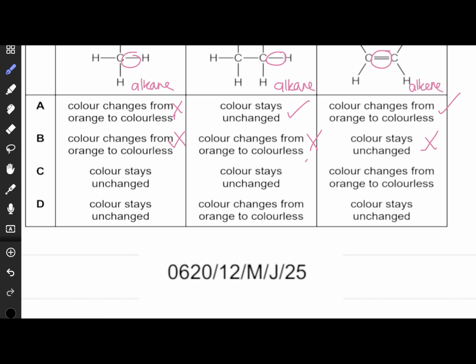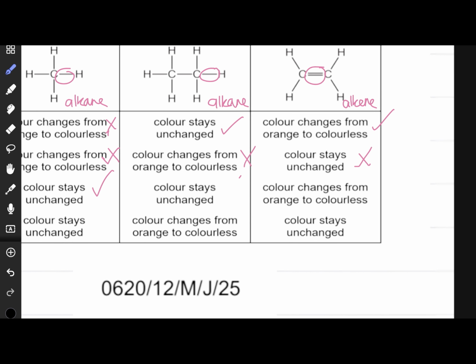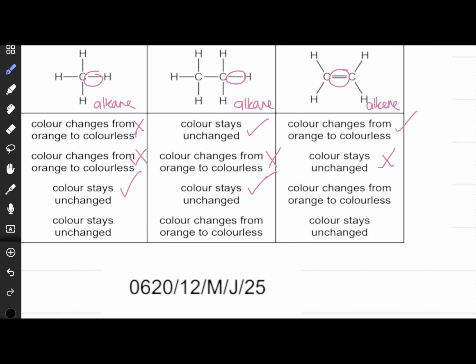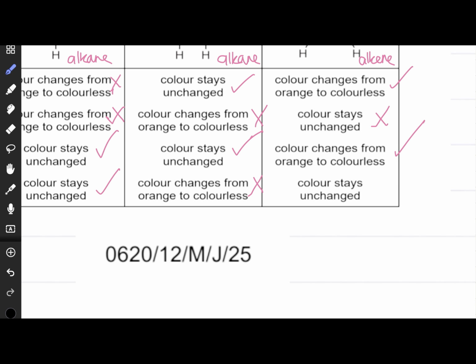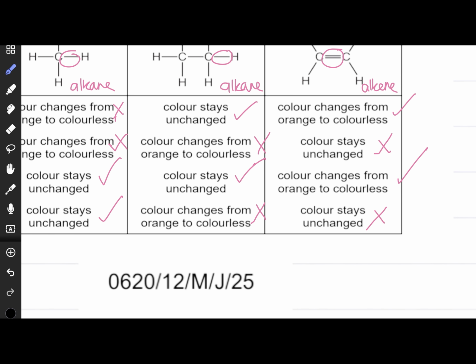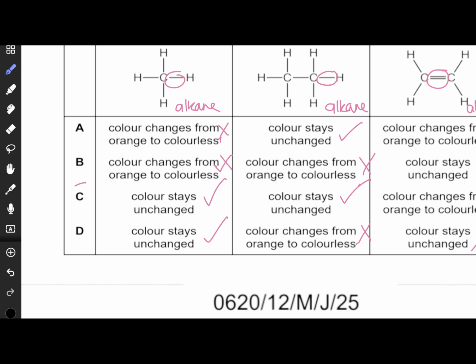Now let's talk about option C. It says that color stays unchanged. Yes, that is true. Color stays unchanged. Yes, that is true. Color changes from orange to colorless. Yes, that is true. Then let's read the last option. Color stays unchanged. Yes, that is true. Color changes from orange to colorless. No, that is not correct. Color stays unchanged. No, that is not correct. So the right answer here is C.